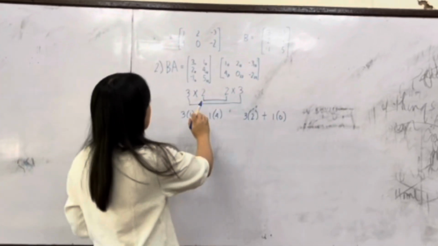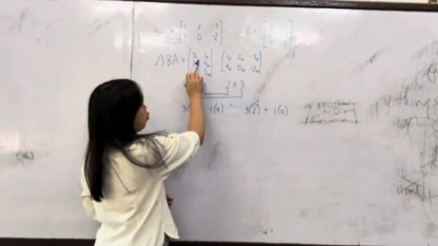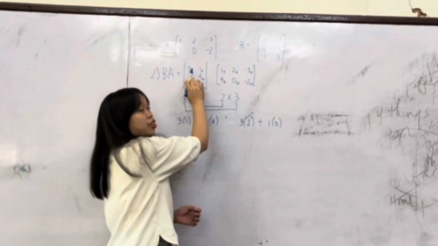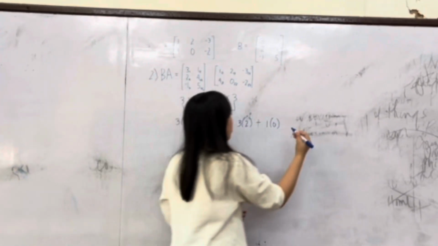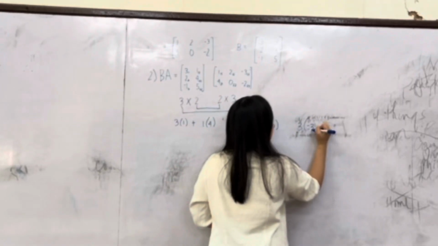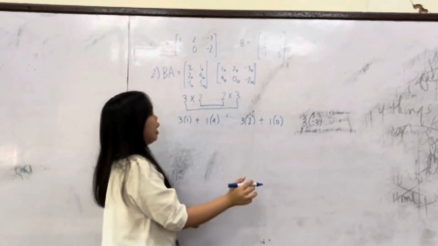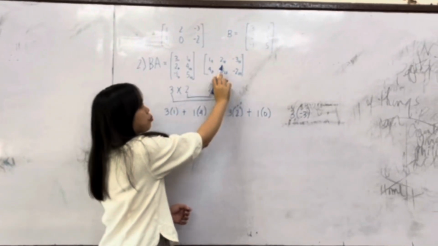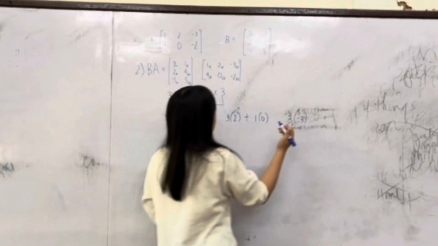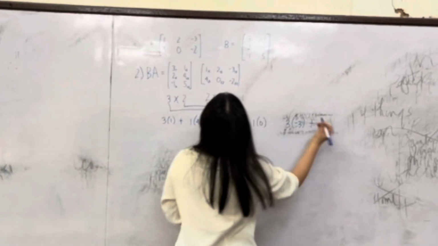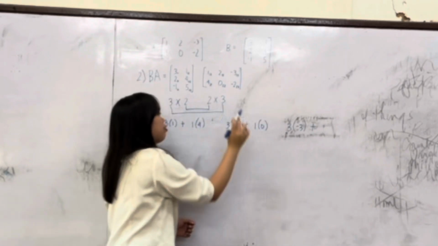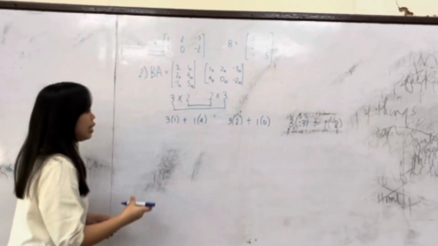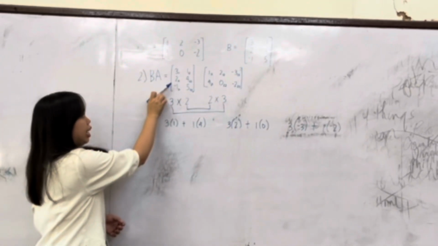Now the last one is b sub 1, 1 multiplied to a sub 1, 3. So that will be 3 multiplied to negative 3. Okay. And we will add b sub 1, 2 multiplied to a sub 2, 3. And that will be 1 multiplied to negative 2. And now we will continue that process here and here.